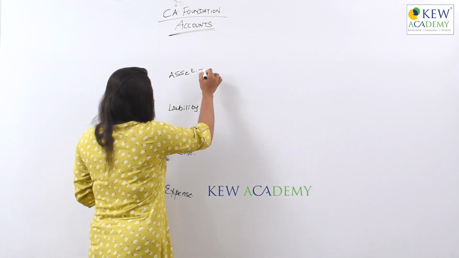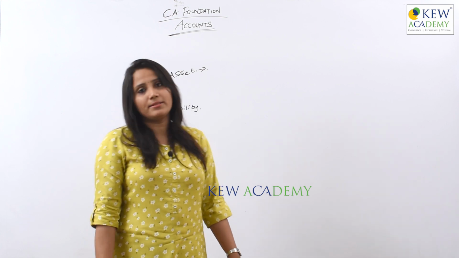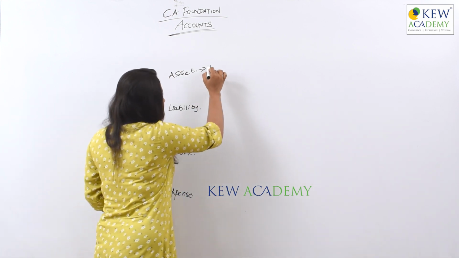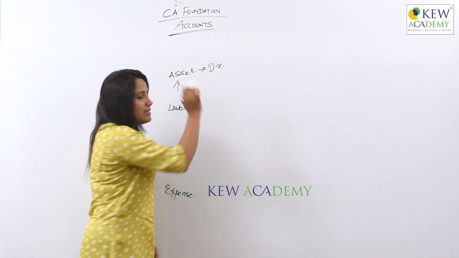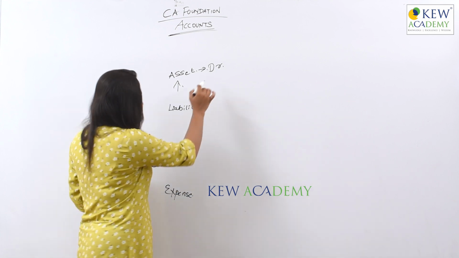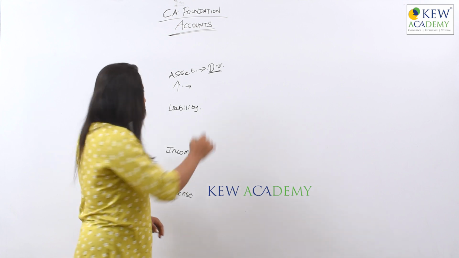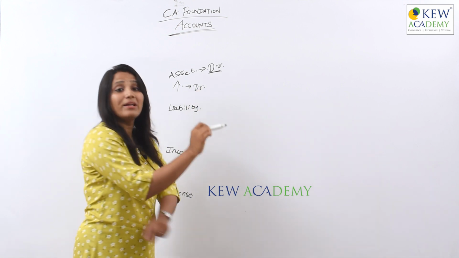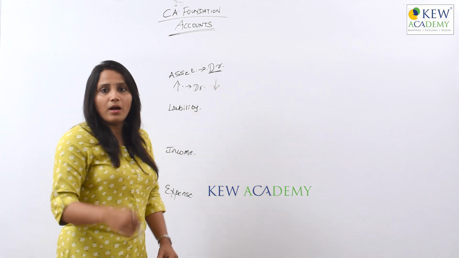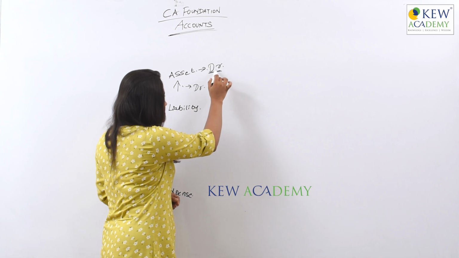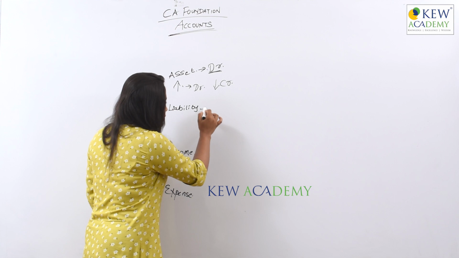So first one, asset. You tell me, asset will be having which balance? We know assets will be having a debit balance. To increase the asset, what you have to do? You have to do the same as original balance, which means I should debit it. Now to decrease, I have to do reverse. Reverse of debit means I should do what? Credit.